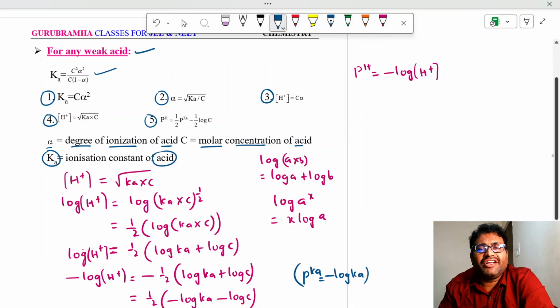In this session, we have discussed the ionization of a weak acid. In the next session, we shall solve some problems on the ionization of a weak acid.